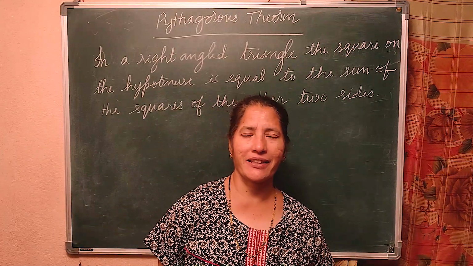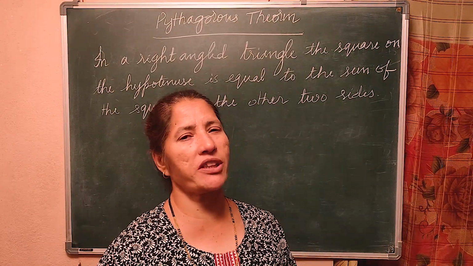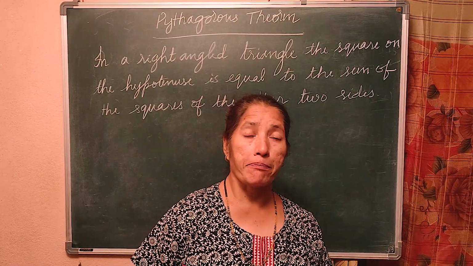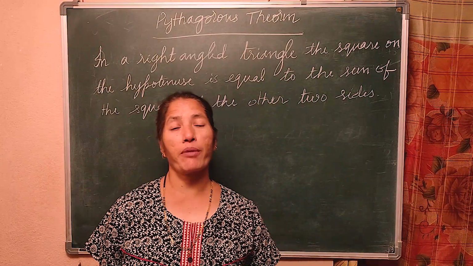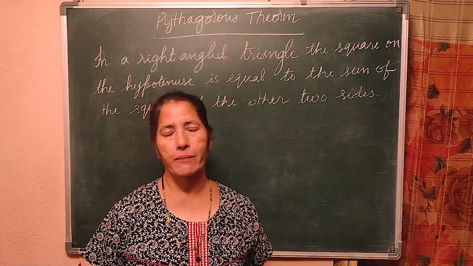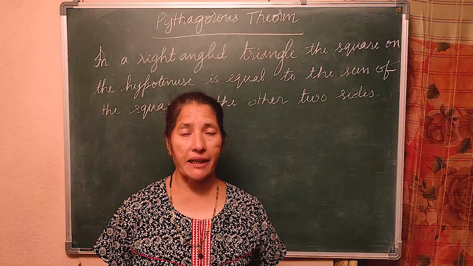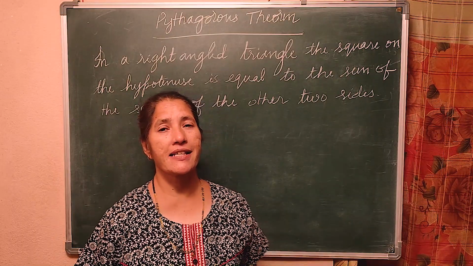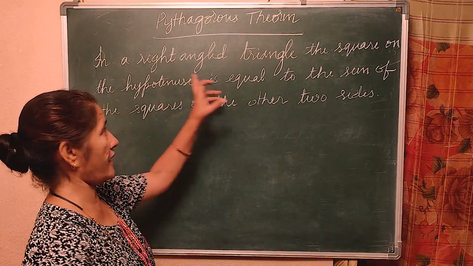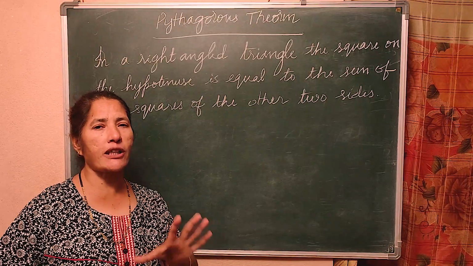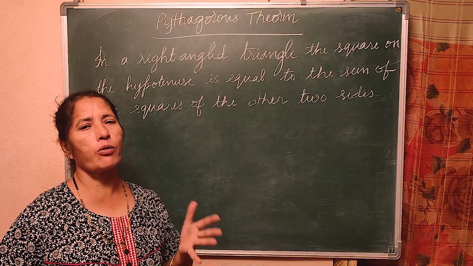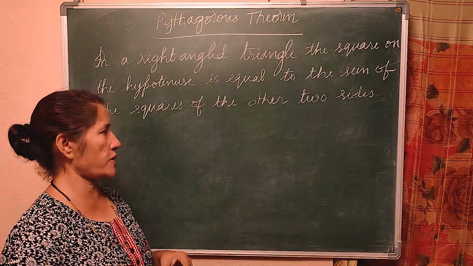Hello everyone. Today let us study one more theorem called Pythagoras Theorem, which is a very famous theorem of mathematics. What does Pythagoras say? Pythagoras says that in a right angle triangle, the square on the hypotenuse is equal to the sum of the squares of the other two sides.